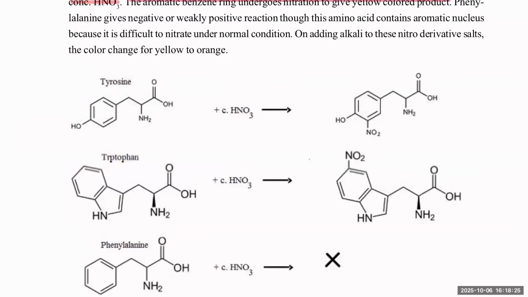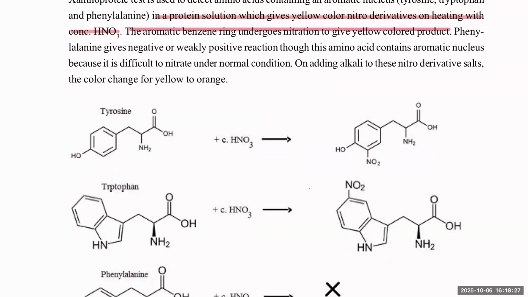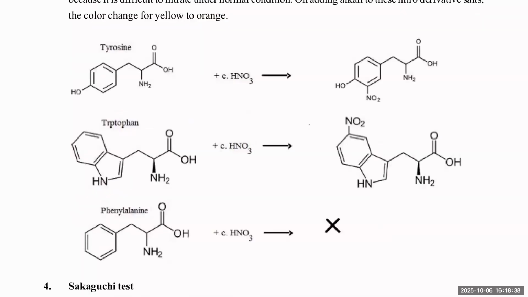On an activated benzene ring, when you add concentrated HNO3, nitration will take place. You can see here the para position is already occupied, so at the ortho position, nitration will take place. Similarly, in tryptophan also, with respect to this, para is open. So at the para position, you'll get a nitro group.